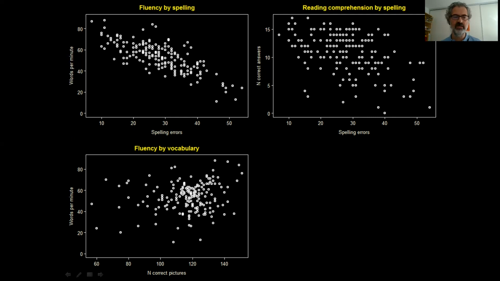They seem to be scattered all over the panel. Maybe there are a few more points around the top right corner, but if there is a relationship, it's a really, really weak one.